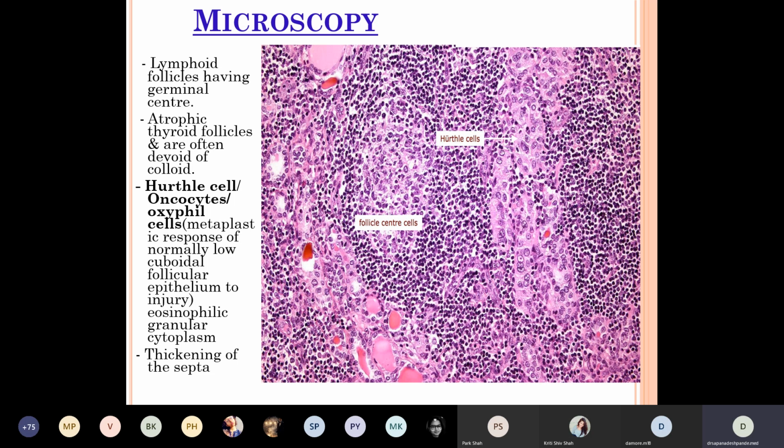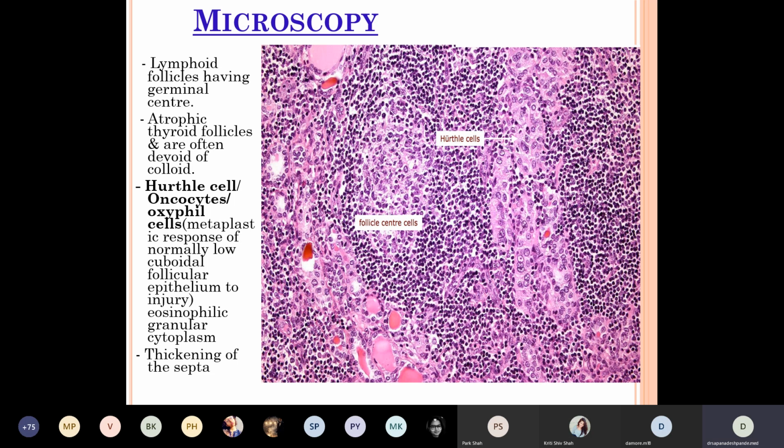If in the thyroid you see lymphoid follicles, you should suspect Hashimoto's thyroiditis. Okay, there is Graves' disease also, but mostly it is Hashimoto's thyroiditis. So what is there? Lymphoid follicles having germinal centers, and the gland will be atrophied. What is atrophy? You should know what is hypertrophy, atrophy. So there is reduction in the size of the follicles, atrophic thyroid follicles, and they are often devoid of colloid. So colloid will be less.